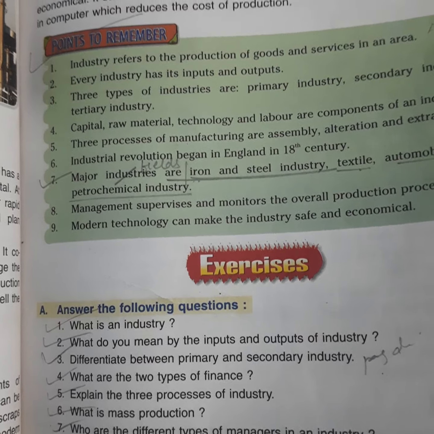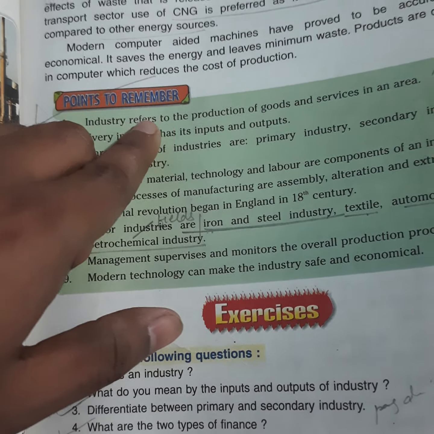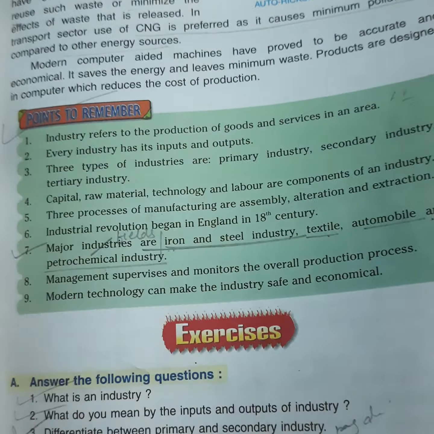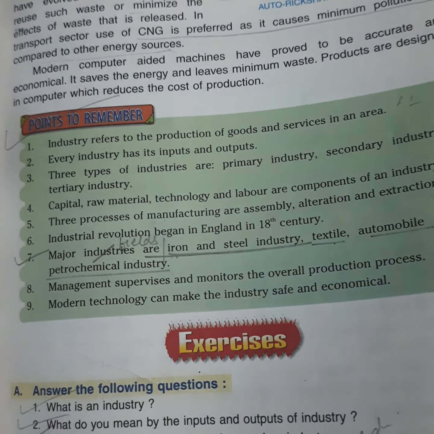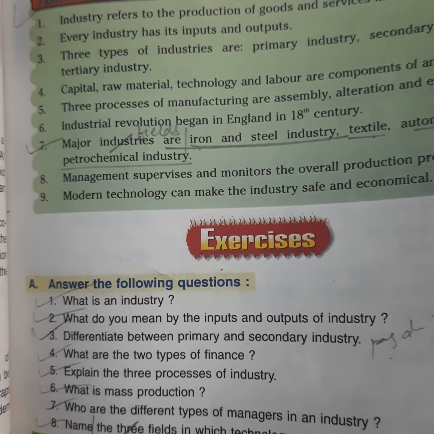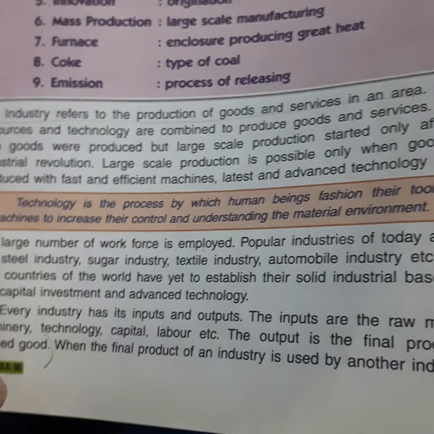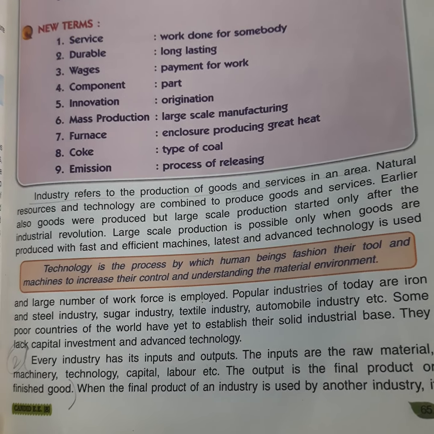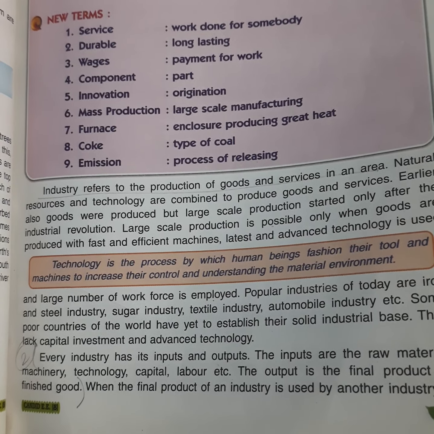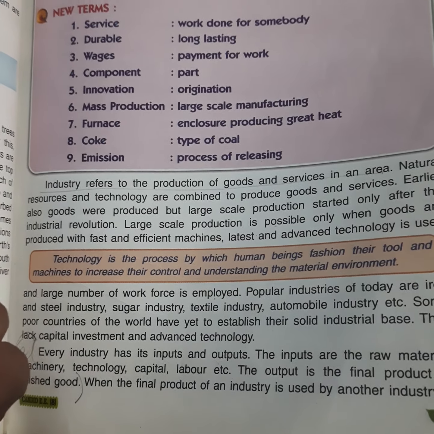So, boys and girls, move to your books and see what I am saying. The first question arises: what is an industry? Industry refers to the production of goods and services in an area. Every industry has its inputs and outputs. Then, what are the inputs and outputs? The inputs are the materials, machinery, technology, capital, labor, etc. The output is the final product or finished good, or you can say the production which we get from an industry.